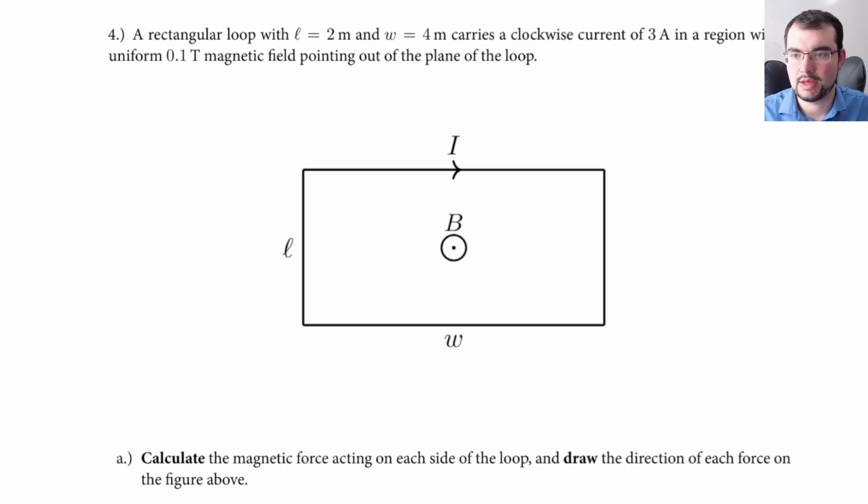Rectangular loop. I give us the length and the width. It carries a clockwise current of 3 amps. So let's carry that all the way around. And there's a B field, constant, uniform magnitude, 0.1 Tesla out of the plane. We want the magnetic force on each side of the loop, and we'll draw it.